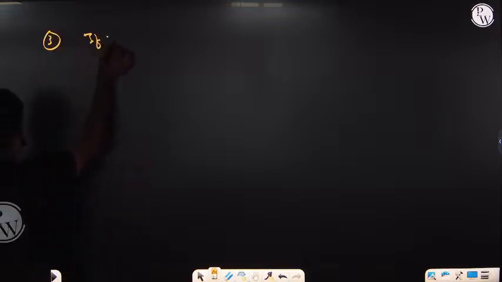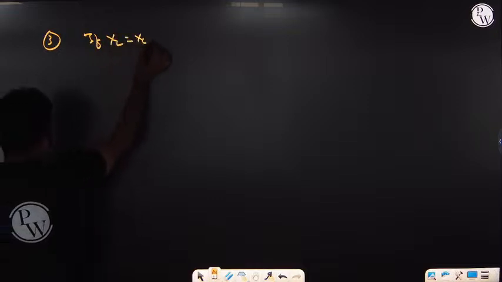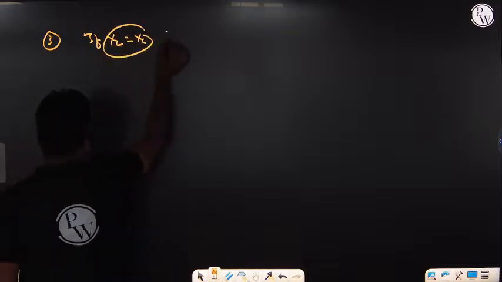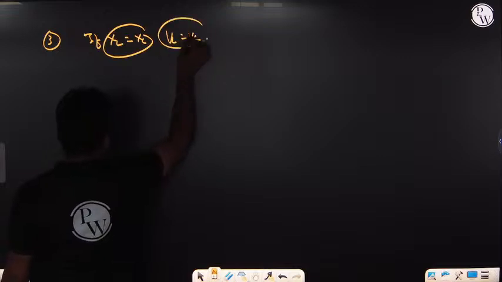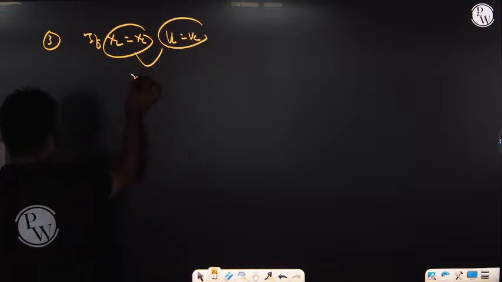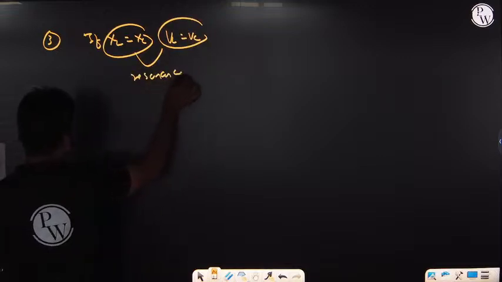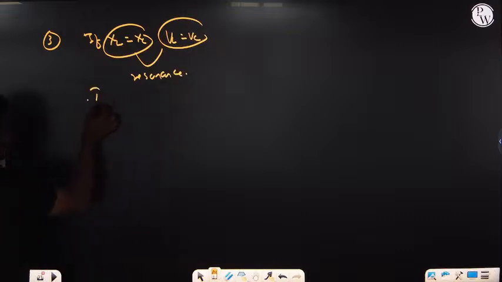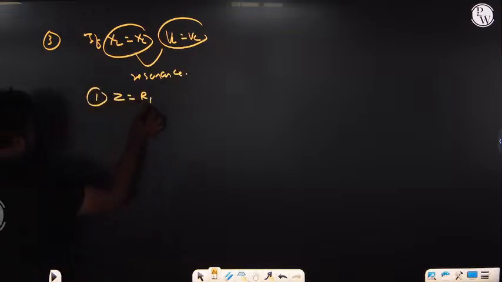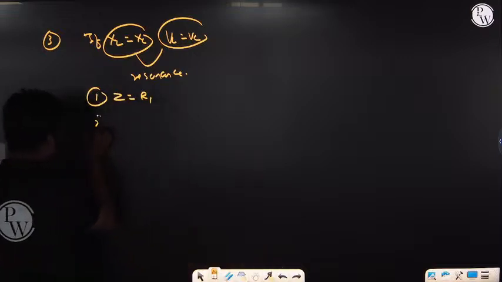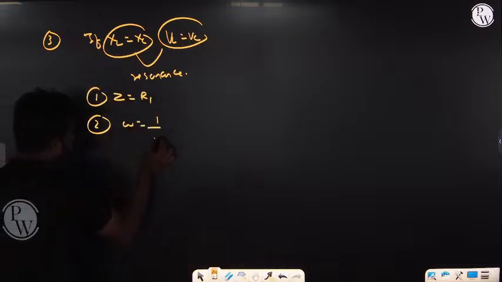Now the third case. What is the third case? If XL is equal to XC, in that case VL is equal to VC. We define this as the resonance condition. So in the resonance condition, what are the things that will happen? The first point: Z equals R. Second point, the resonance frequency we can calculate from here, that is ω is given by 1 by root of LC.